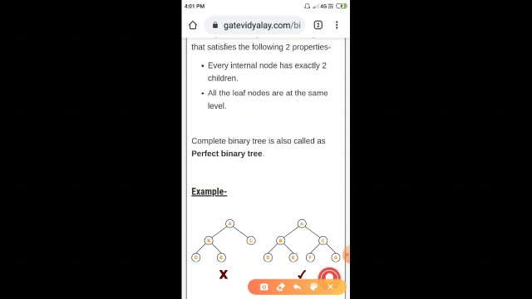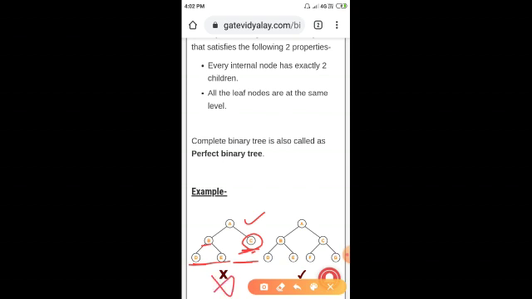See here, each internal node has exactly two children, and the leaf nodes are at the same level. So see here, these leaf nodes D, E, C, but this C is not in the same level, it is in the other level, before level. So we have to call this not a complete binary tree.